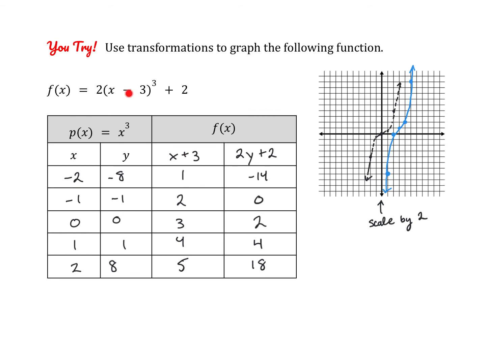This shifts our graph to the right 3, so we add 3 to all of our x values. We have a vertical stretch by 2, so we multiply our y values by 2, and then to shift our graph up 2, we add 2. This gives us the new coordinates from our graph, which you can plot right here. You'll see that our graph is stretched out vertically. You can see it's not quite as flat, and it has been shifted to the right and up.